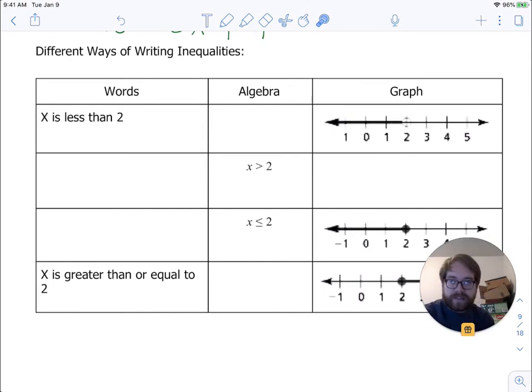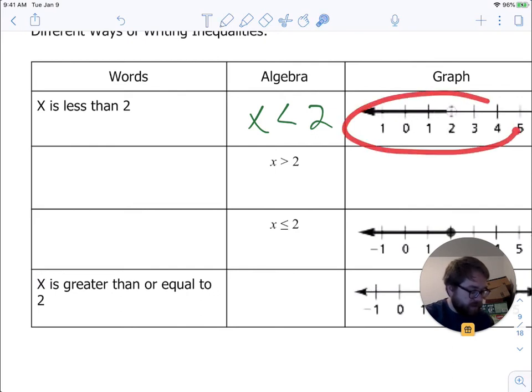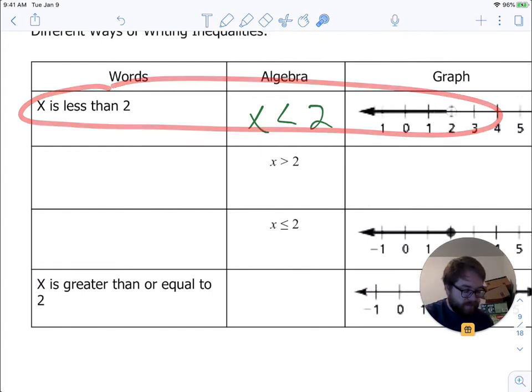So this first line says x is less than 2. What does that look like in the algebra? What does that look like with symbols? X is less than 2, right? That's what that looks like. And then we know that our graph would be like this. It would have an open circle at 2, and then an arrow going to the left. That's what x less than 2 looks like. So you can see that all of these are saying the same thing, just in different forms.